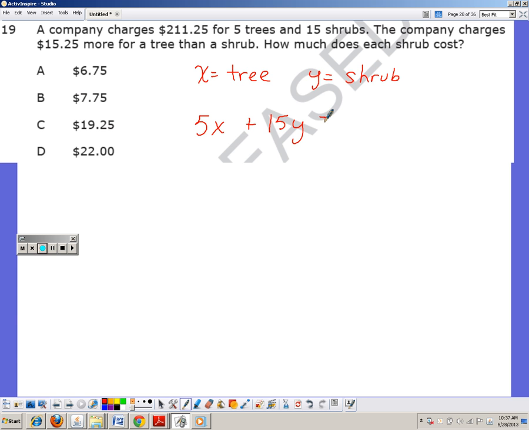That gives you $211.25. Then the next part of the problem, they tell you the company charges 15.25 more for a tree than a shrub. So x, which is a tree, equals y, which is a shrub, plus 15.25.